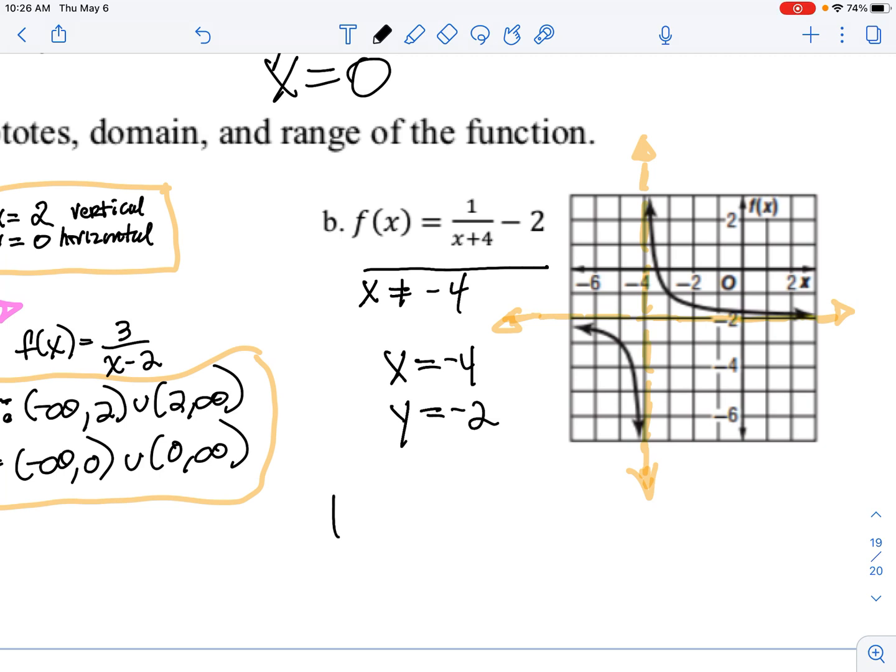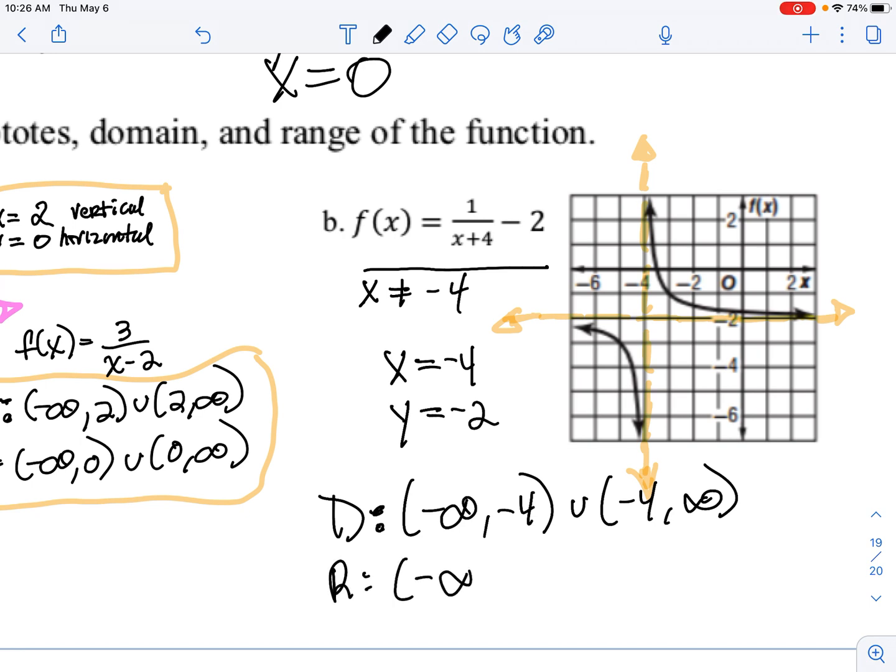Now, let's make that connection to the domain and range. So my domain, negative infinity to negative 4, union negative 4 to infinity. Okay, we cannot have negative 4 in the domain. Range, we're not going to have negative 2 in the range.